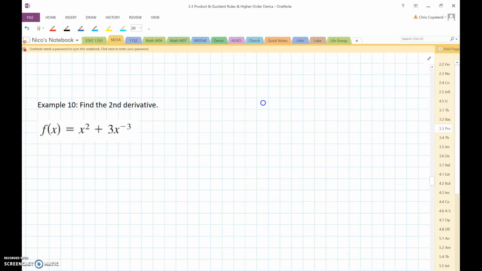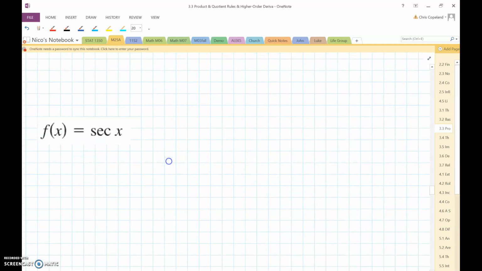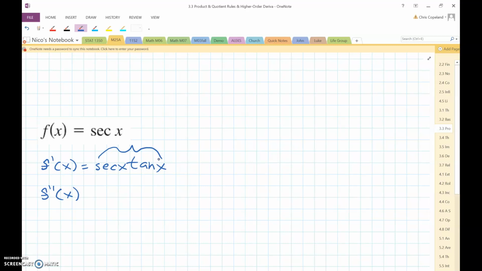Alright, so let's try some of these problems. Let's go down to this problem here. And let's find the derivative of secant of x. So the derivative of secant x, according to the rules that you might not have memorized yet, but if you scroll back up, this is going to be secant x tangent of x. Okay? Now, let's say that we want to find the second derivative. So now I want to take the derivative of this function. Okay? So now I'm going to have to use the product rule.